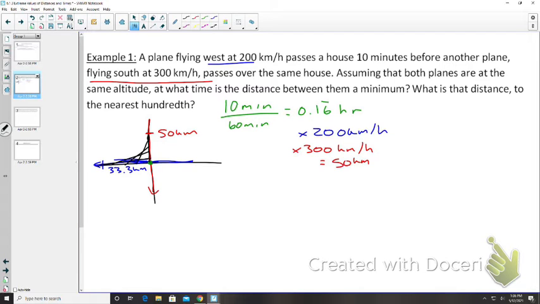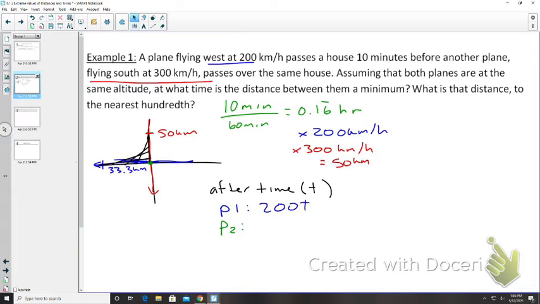Now we know this information based on those 10 minutes, but let's go ahead and set up a general expression after any time t. After time t, our blue plane is going to move 200 times t. If we wanted to find the distance, it would just be the 200 kilometers per hour times how long it has been flying for. Now for plane 2, to find the distance of plane 2, it's starting at 50 kilometers above. Sorry, I should use red for plane 2.